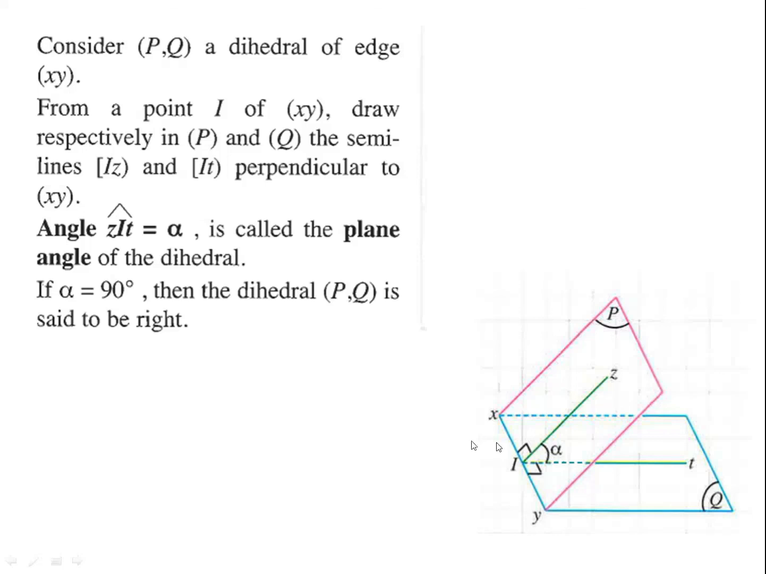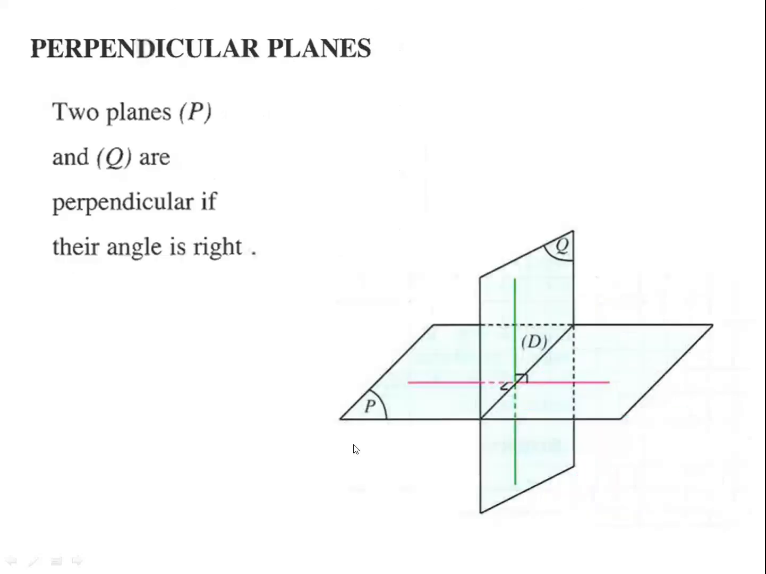If alpha equals 90, then the two planes are called right or perpendicular. Two planes are perpendicular, or the dihedral is right, when the angle between the two planes is 90 degrees.